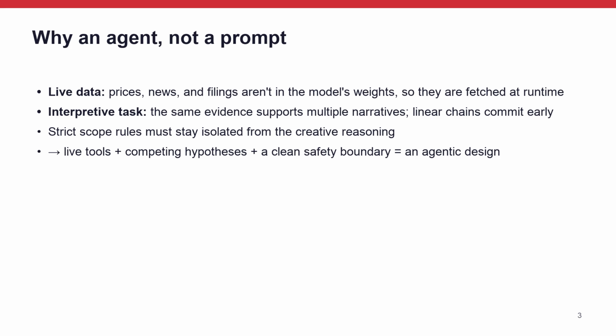Why does this need an agent and not just a clever prompt? 3 reasons. First, the data isn't in the model's head. Prices, moves, and filings have to be fetched live at runtime. Second, the task is interpretive. The same headline can be bullish or already priced in, and a single linear chain tends to commit early and then rationalize. Third, I wanted strict input rules. Only 5-day single company requests. And that kind of gatekeeping shouldn't be tangled up with the creative reasoning. Those 3 pressures, live tools, competing hypotheses, and a clean safety boundary, are exactly what an agentic design is good at.